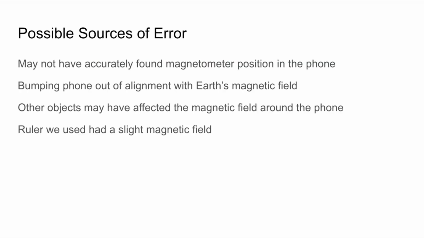Finally, possible sources for error. Well, we may not have accurately found the magnetometer's position in the phone because it's variable, and we were just kind of eyeballing it. We could have bumped the phone out of alignment with Earth's magnetic field, and therefore doing what we said in the first what if, which would make the x and y components inaccurate. Other objects may have affected the magnetic field around the phone, so for example, having a computer around, anything else that could have disrupted it.